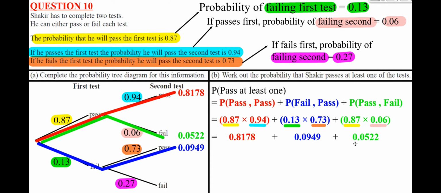The last thing we need to do is just add together these three values, which I've color-coded in red and then blue and then green. Add them all together, you should get 0.9649.